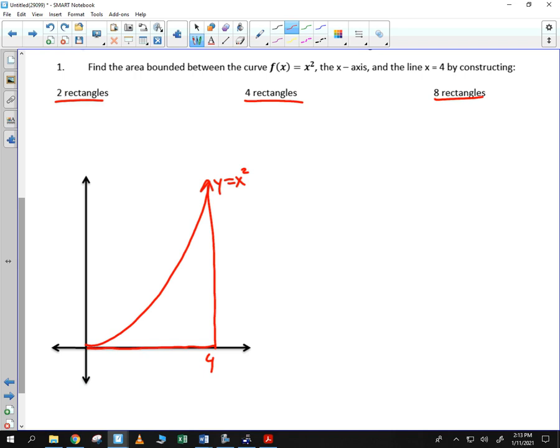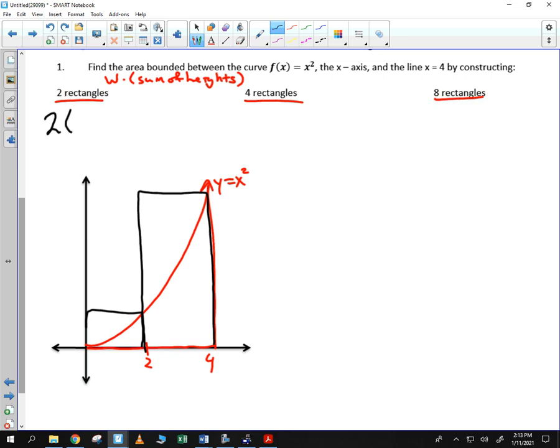And we're going to use this idea. We're going to take the width times the sum of the heights. If we make 2 rectangles, that means that we are going to have a rectangle at 4 and a rectangle at 2. So I'll use black in this situation. Rectangle at 4, a rectangle at 2. So that's my drawing. The width is 2 times the sum of the heights.